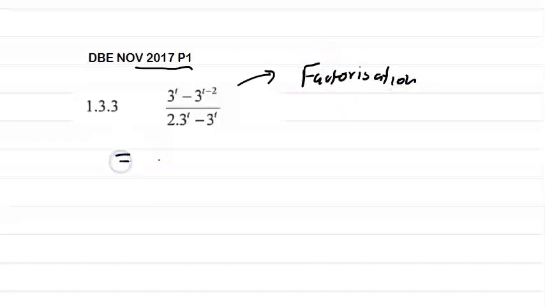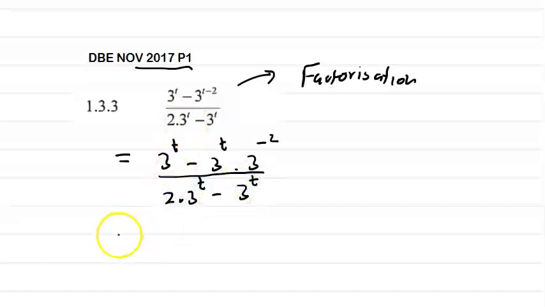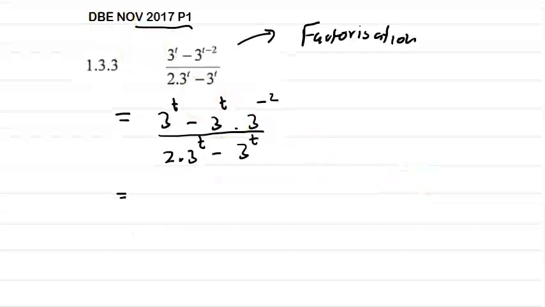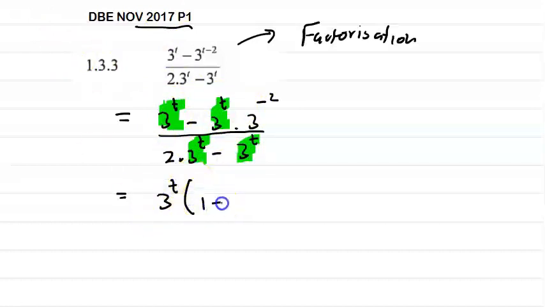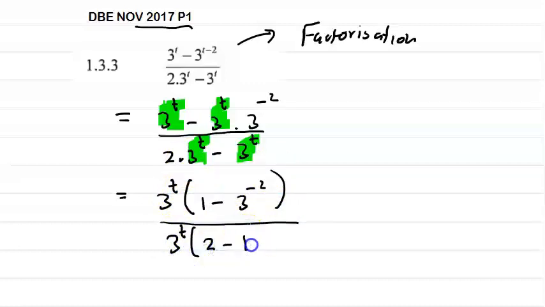So step 1, now we write as separate terms, 3 to the t minus 3 to the t times 3 to the minus 2, all over 2 times 3 to the t minus 3 to the t. So what do you notice now? Here you can remove a common factor on the top and the bottom. So you got 3 to the t, 3 to the t, 3 to the t, 3 to the t. You can remove it, right? HCF. So now you got 3 to the t into 1 minus 3 to the minus 2. And in the bottom, 3 to the t into 2 minus 1.